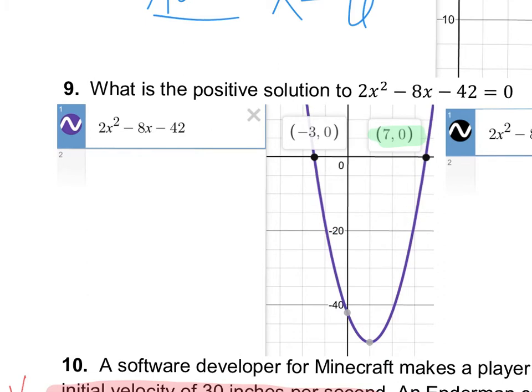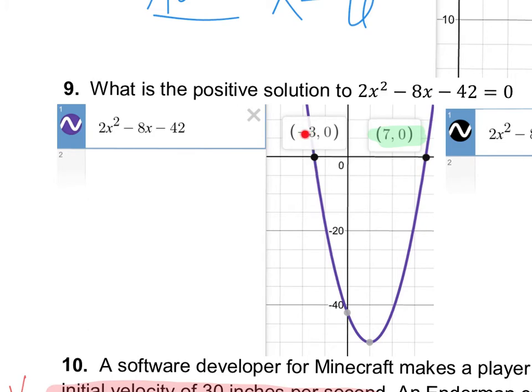Number 9 is asking for the positive solution. I've witnessed kids in the past answer a question like this incorrectly. They graphed it, they see there's one positive and one negative, and for some reason they put down the negative solution. So just make sure you read it carefully. Again, if it equals 0, you don't have to type in the equals 0 because you're just looking for where it touches the x-axis.